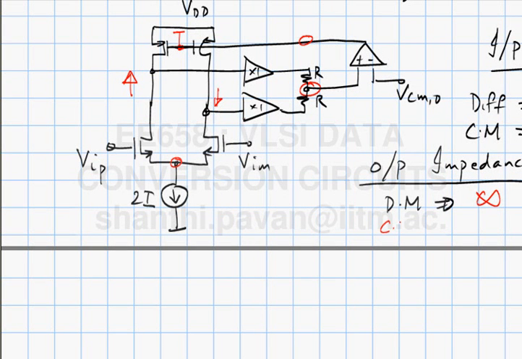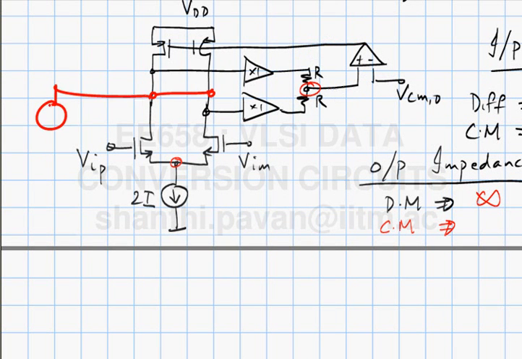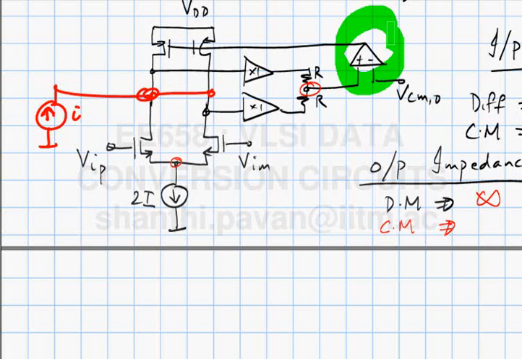What about the common mode output impedance? What will I do to find the common mode output impedance? For common mode output impedance, what I would do would be to short these two guys and apply a small signal, say current, and measure the change in voltage. So if I pump in a current like this, what do you think will happen to this node potential? Assume that this is an ideal op amp. It will stay at VCMO.